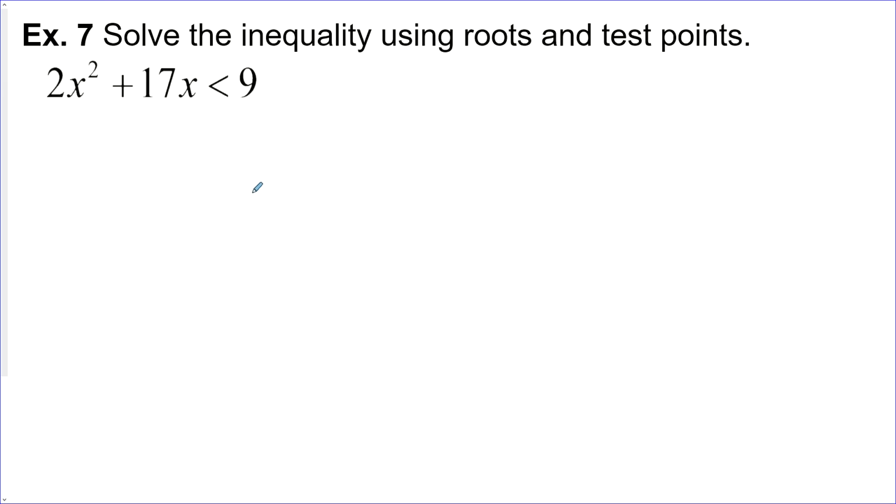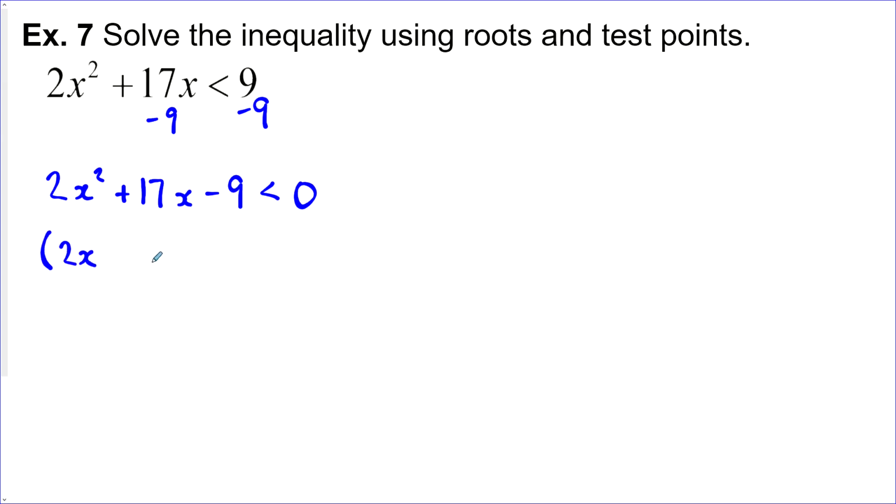Example 7 is the same deal. We want to use roots and test points to solve this one. First of all, let's move the 9 over there. 2x squared plus 17x minus 9 is less than 0. And we look, can we factor this? 2 times 9 is 18. Ooh, I think we can.